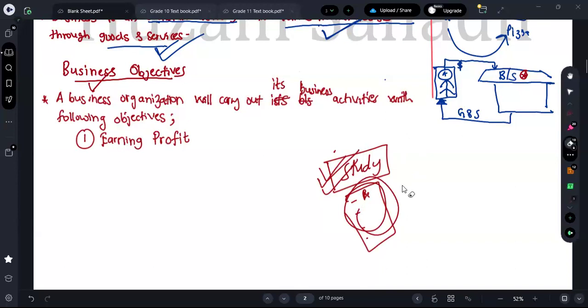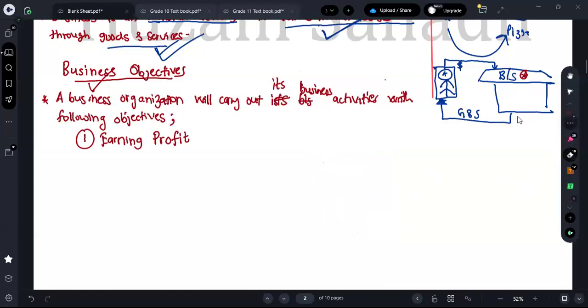Same as that is our business also. Business is conducted to earn profit, guys. But can they earn only profit? No, right? It will be boring, guys. They will not earn only profit. Apart from that, they will have some other objectives also. What are the other objectives? So we can say increasing the customer satisfaction. What are the other objectives of business? Increasing the customer satisfaction.